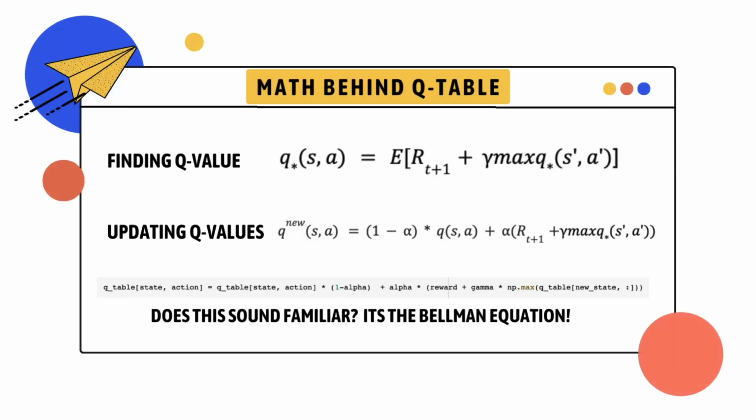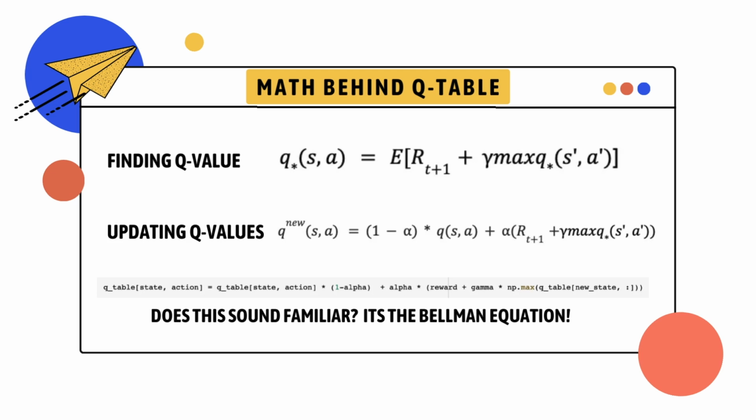As discussed earlier, Q values are to be determined to be able to add them to the Q table. This means that the Bellman equation is used to find the Q value. The formula looks like Q(S, A) equals E[R_{t+1} + gamma max Q(S', A')].